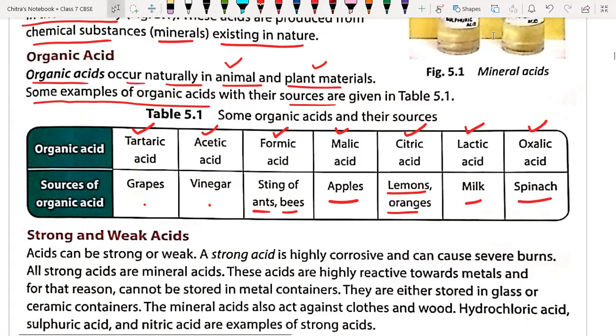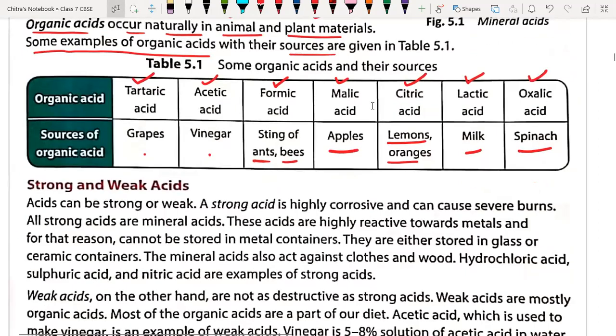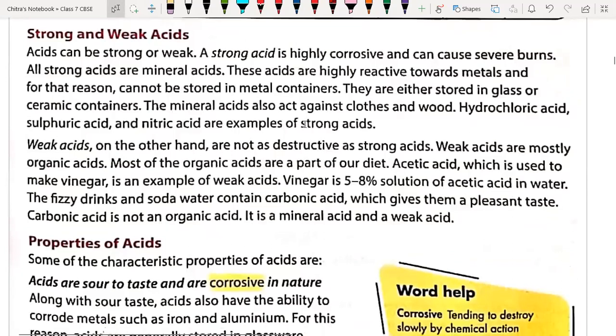Sir, is vinegar corrosive in nature, sir? Yes, all the acids are corrosive in nature. Sir, means tartaric acid and all the other acids also? Yes. But mineral acids are more corrosive, because when we are forming them, we can have very concentrated acid, which is very dangerous.